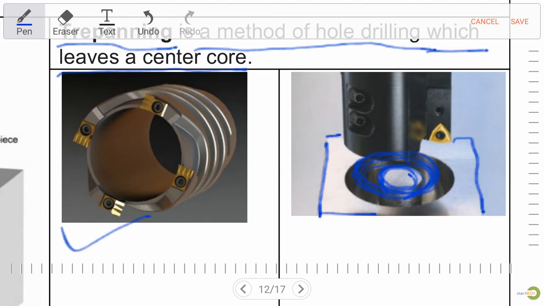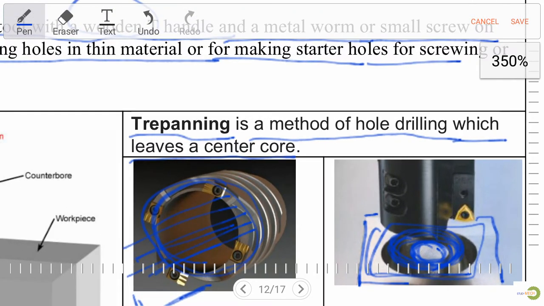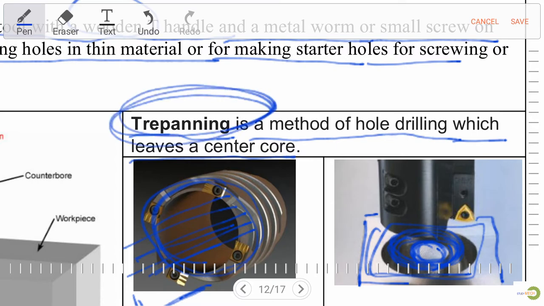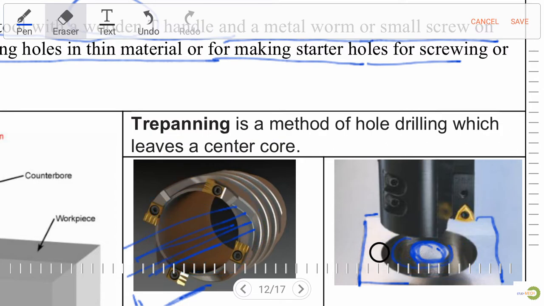In the left side figure, as we can see, there is a cavity in the tool. Due to this type of tool, we can develop a core and cavity in a workpiece. So this machining operation is known as trepanning. Always remember, very important MCQ from an exam point of view.